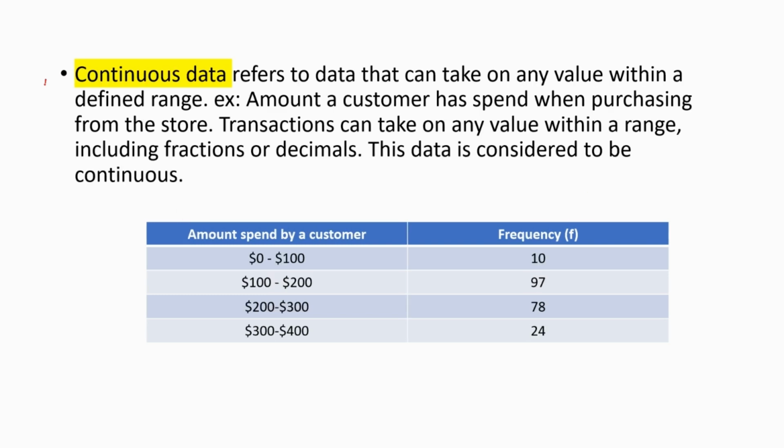The other type of data is continuous data. Continuous data refers to data that can take on any value within a defined range. For example, the amount a customer has spent when purchasing from the store. Transactions can take on any value within a range, including fractions or decimals. This data is considered to be continuous because the transactions can be decimal. Let's say $1.5, $2.75. These are not whole numbers.